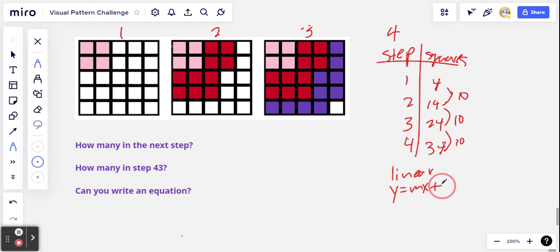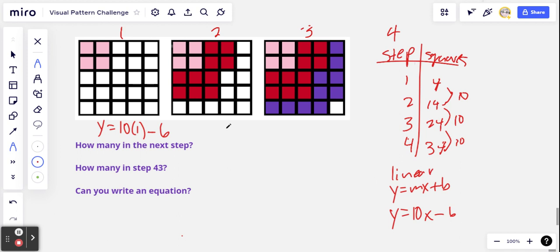So y equals mx plus b is our equation for the line. And this m, the slope, is the rate of change, so this difference between each step. So we're going to start with y equals 10x, and x represents the step number. And then to figure out what this b is, we have to go back to step 1 and try it out. So in step 1, you'd put in a 1 for the x. So that would mean y equals 10 times 1. And 10 times 1 is 10, but we only have 4. So that's 6 too many, so I've got to take 6 away. So we subtract 6. So our b is actually a negative 6. And that is our equation.